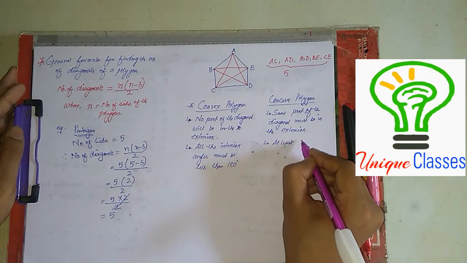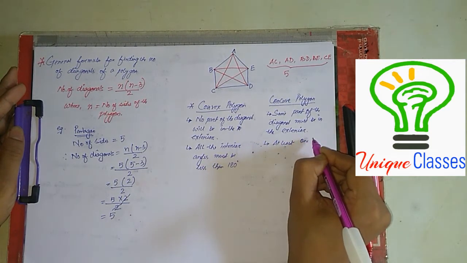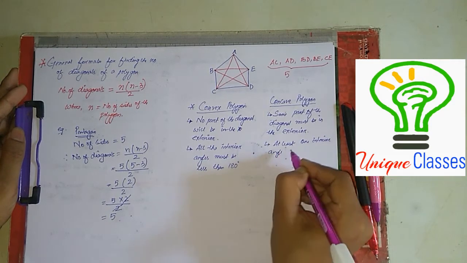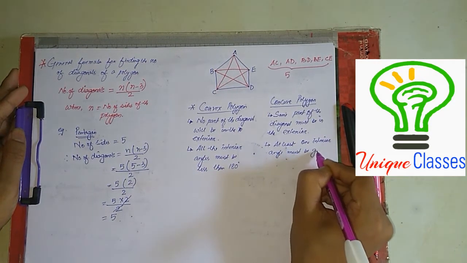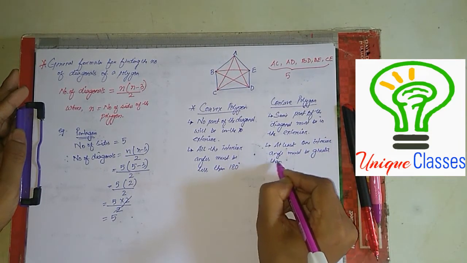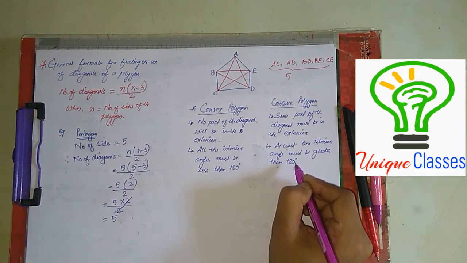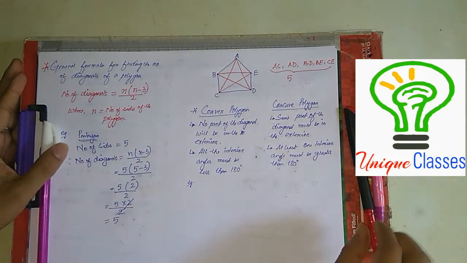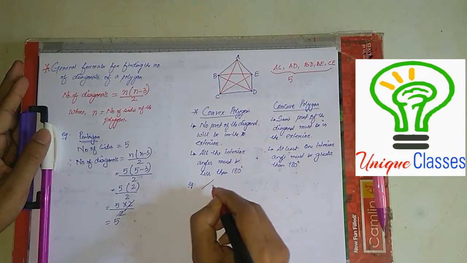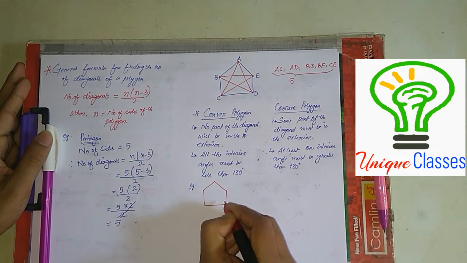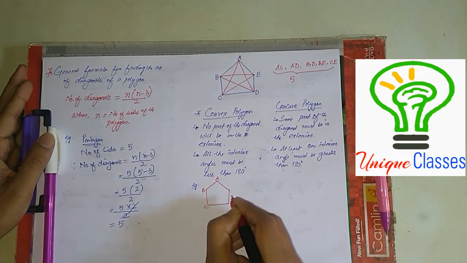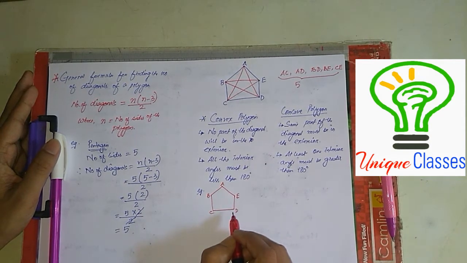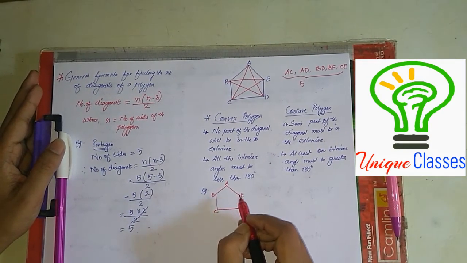Here, in case of a concave polygon, at least one interior angle must be greater than 180 degrees. With an example, that is with a diagram, I will explain. This is a pentagon A, B, C, D, E. Why is this a pentagon? Just because it has 5 vertices A, B, C, D, E, that is 5 sides and 5 angles. Fine. Now here, why is this a convex polygon?